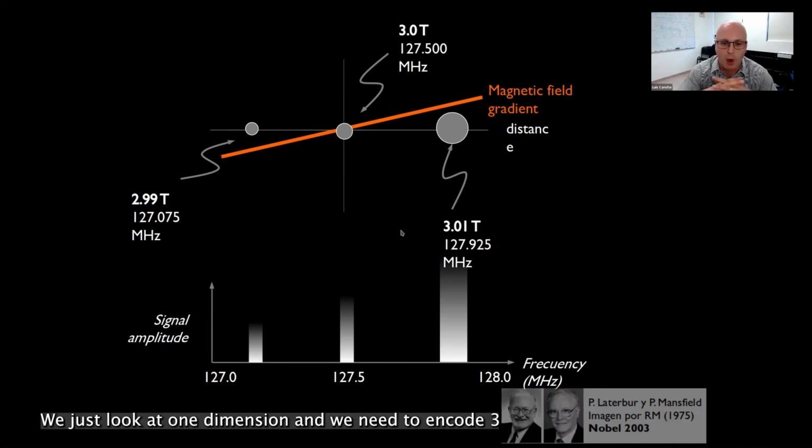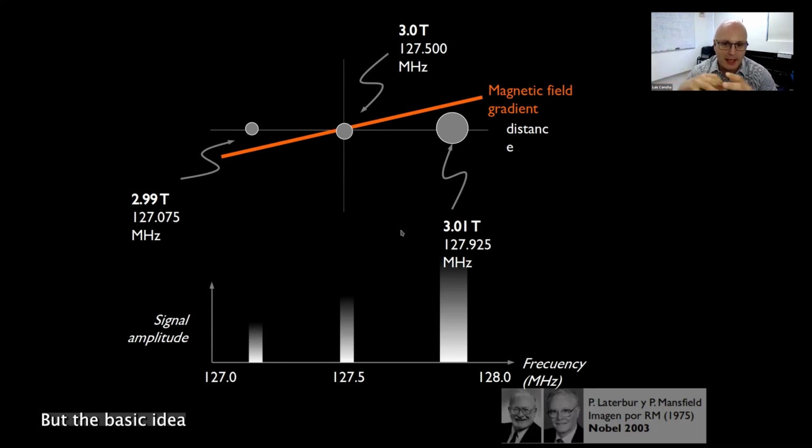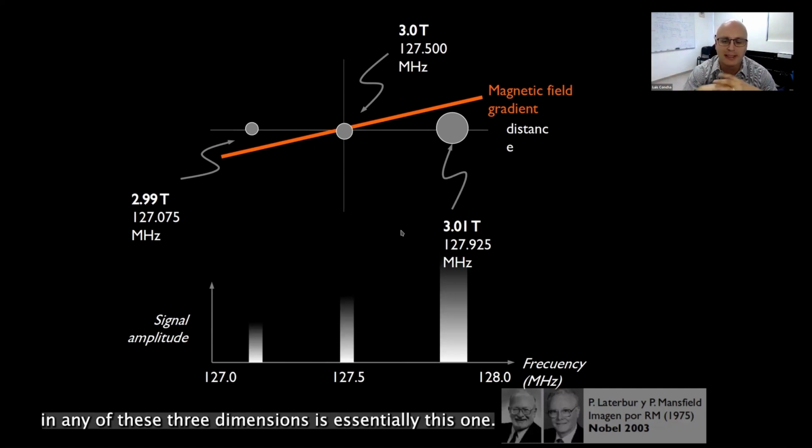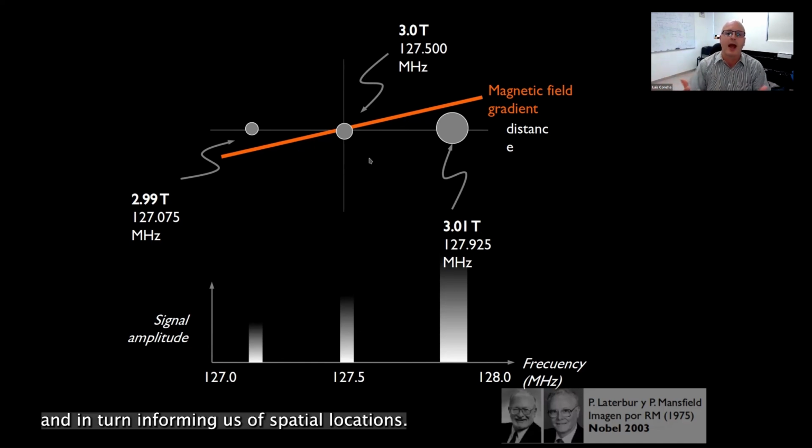We just looked at one dimension, and we need to encode three because our bodies are composed of left to right, inferior to posterior, superior to inferior. But the basic idea for encoding spatial position in any of these three dimensions is essentially this one. It's just little neat tricks that are done to spatially encode the other two dimensions, but it is the frequency of precession that we can modulate with magnetic field gradients, here in orange. That is what is causing the different frequencies of precession, and in turn informing us of spatial locations.